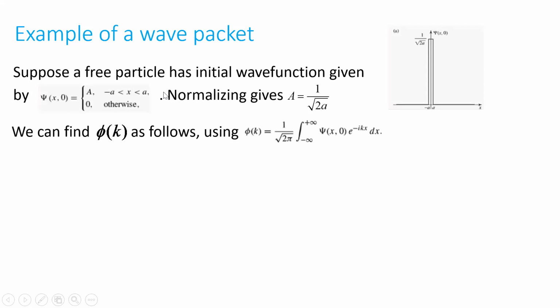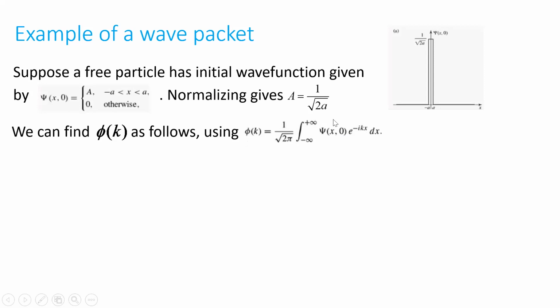Okay, so we have the initial wave function. We can find the phi of k to represent it as a superposition of stationary states using this expression here, the Fourier transform. So we have phi k is 1 over the square root of 2 pi, integral from minus infinity to infinity, psi x of 0, e to the minus ikx dx. I'm sorry, that's actually the inverse Fourier transform. I might have said the Fourier transform. This is the inverse Fourier transform because it's got the e to the minus ikx here.